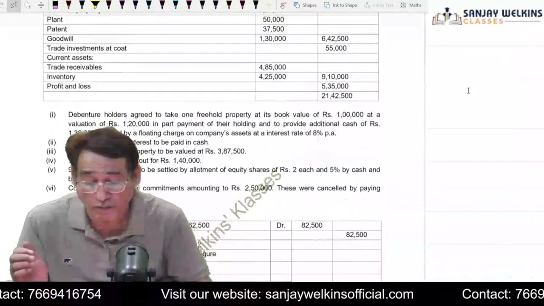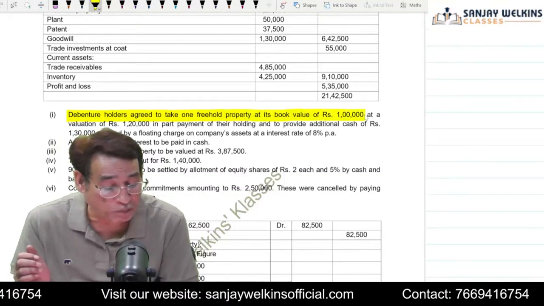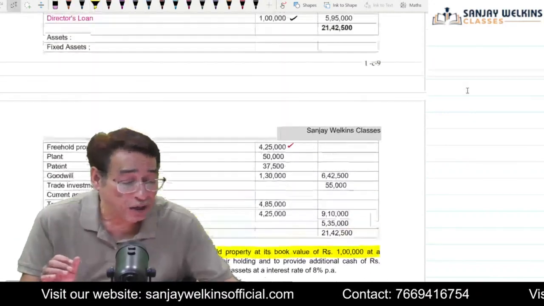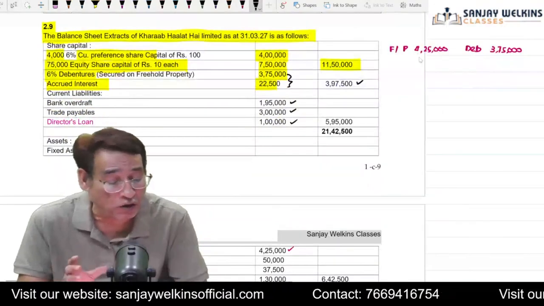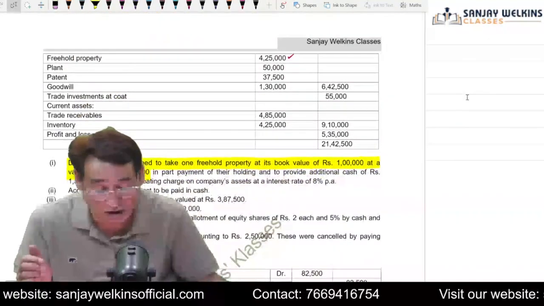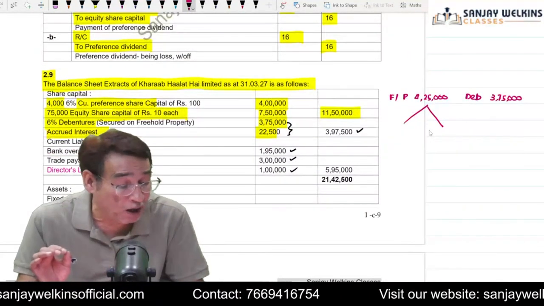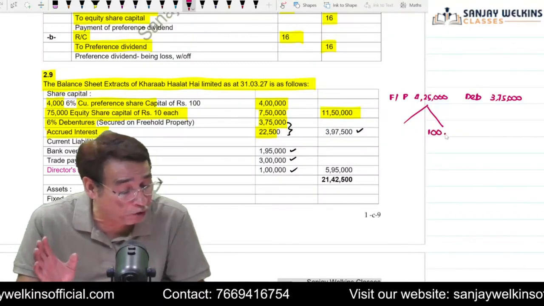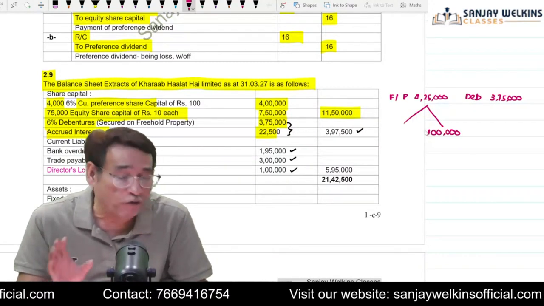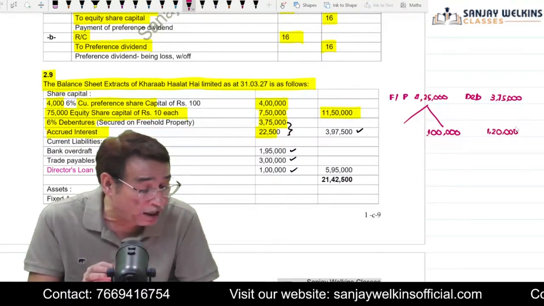Then we come over to the main line of the question. Here it is written, debenture holder agreed to take one freehold property at its book value of rupees 1 lakh at a valuation of 1,20,000. Now, we have seen that our freehold property is actually 4,25,000. Out of this, the debenture holders have taken freehold property worth rupees 1 lakh at a valuation of 1,20,000. There might be several freehold properties. Is it clear to you? So 1 lakh is the book value. 1 lakh worth of freehold property has been taken over by debenture holders at rupees 1,20,000.